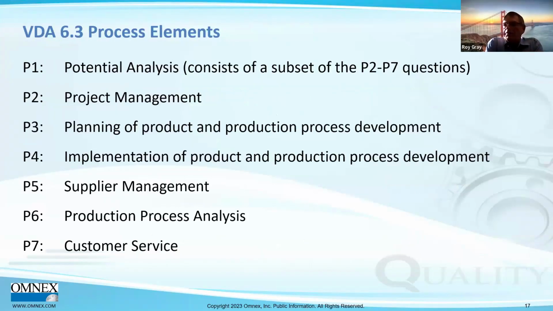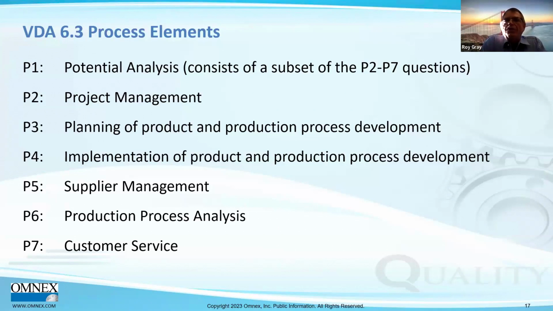So these are the different process elements. As I said, P1 is the potential analysis, and it consists of questions coming from P2 through P7. I won't go through all the questions, but we'll talk about some of the questions that are in VDA 6.3.